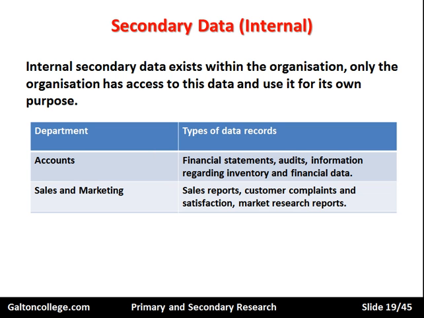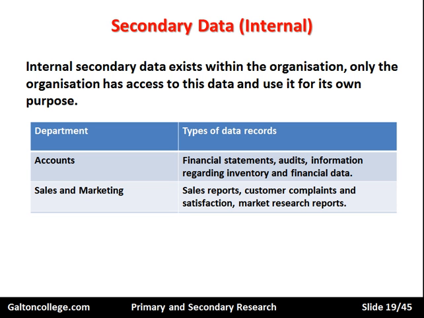Other departments, for example sales and marketing, also produce data. Sales reports, customer complaints and satisfaction surveys, market research reports. So it's a lot of data produced by the sales and marketing department as well. And these are done for a particular purpose. So in that sense, anything collected within sales and marketing for a particular purpose, to show, for example, how satisfied the customers are with products, that is primary research. It's collected for the purpose of indicating how customers see the product.